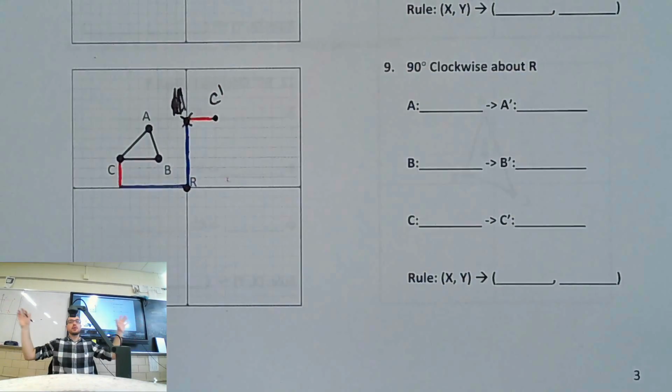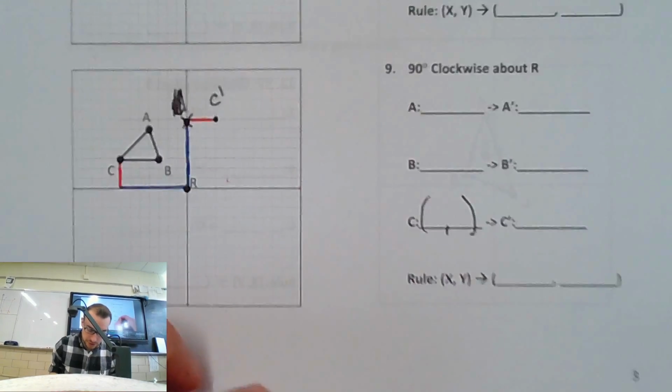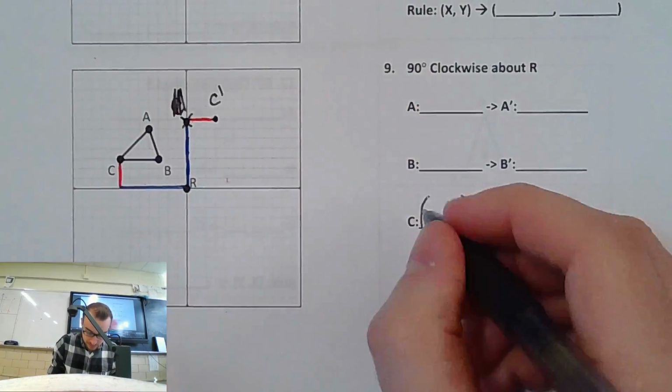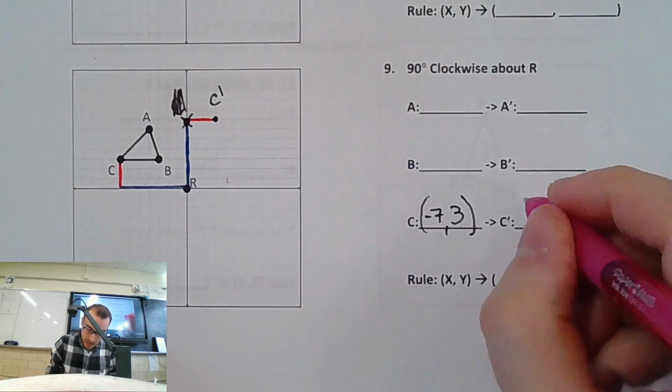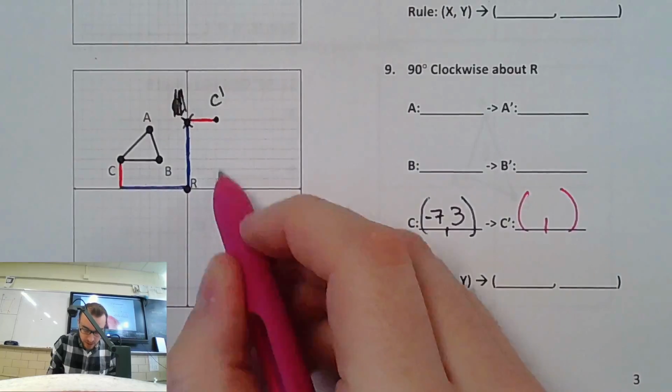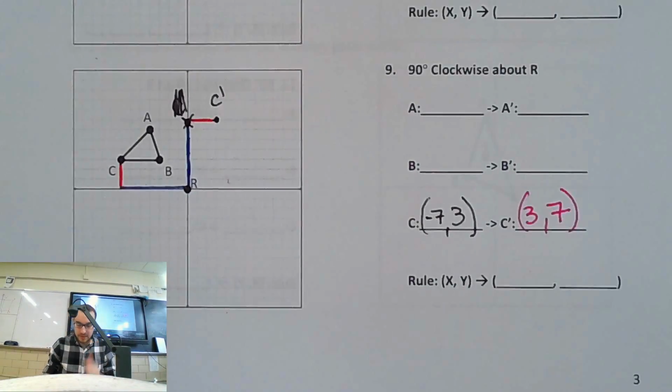Everybody cool with that? I apologize for that mistake. Awesome, we're back on the rails. Regular C is -7, +3. C prime ended up at 3, 7. Not doing it on purpose this time. 3, 7. We cool with that? Awesome. I goofed up first hour by saying 7, 3, and no one corrected me on it.